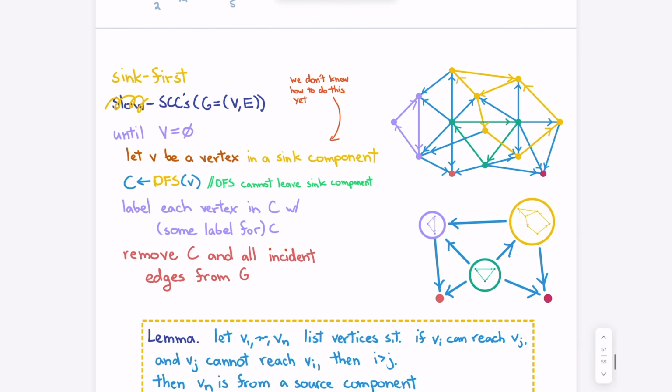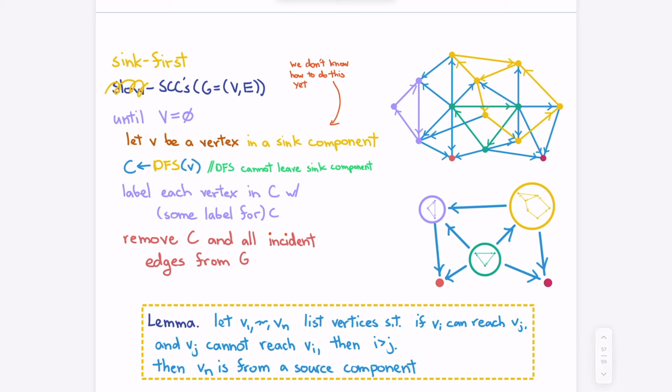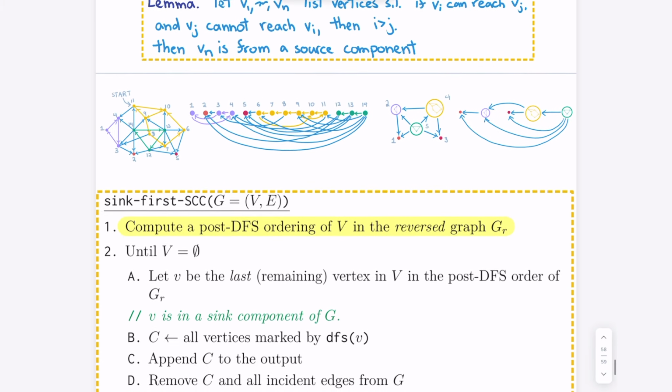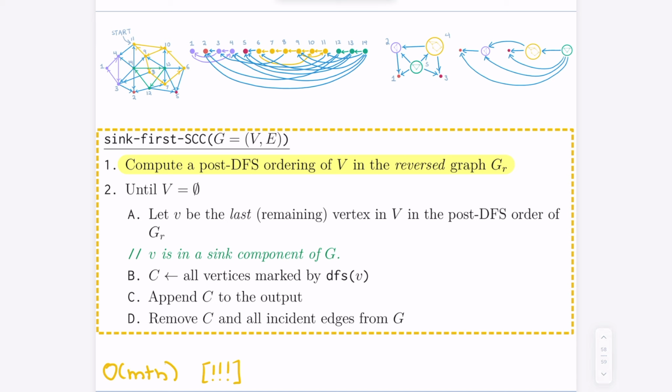All right, given this, how can I try to get a vertex from a sink component? What we're going to do is reverse the graph and compute a post-DFS ordering. It's going to put the sources of the reverse graph at the end, a vertex from a source component, which will be a sink component in the input graph. So you reverse the graph and do a post-order DFS. That gives you your first vertex V, whatever comes last.